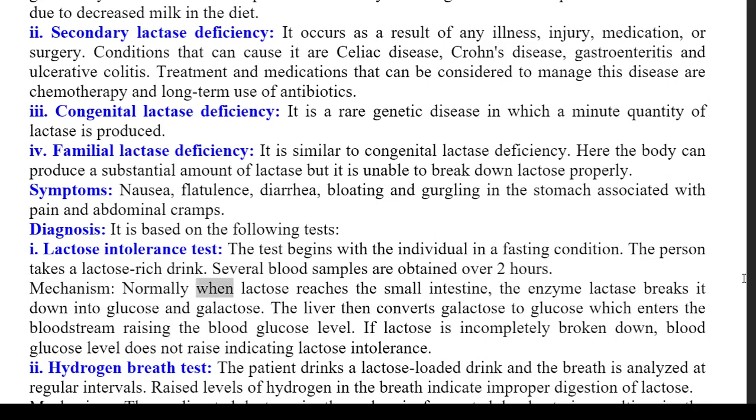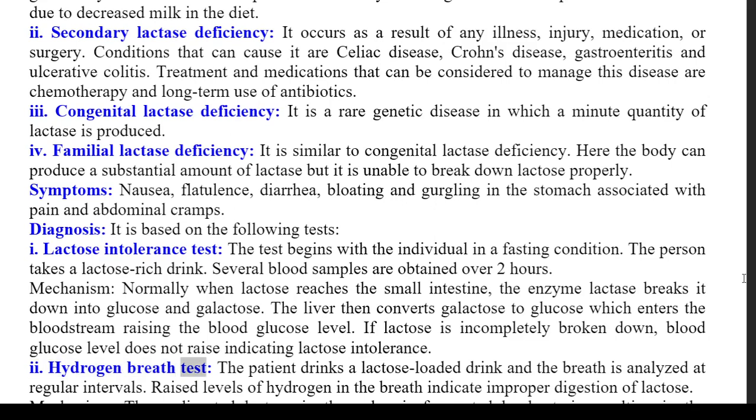Mechanism: normally when lactose reaches the small intestine, the enzyme lactase breaks it down into glucose and galactose. The liver then converts galactose to glucose which enters the bloodstream raising the blood glucose level. If lactose is incompletely broken down, blood glucose level does not rise, indicating lactose intolerance.